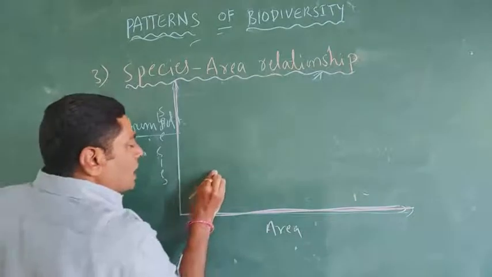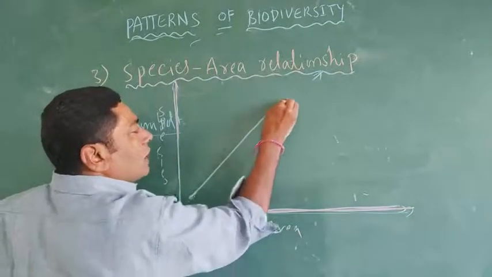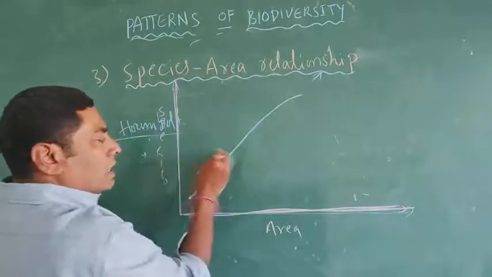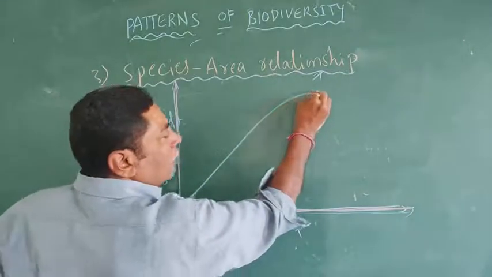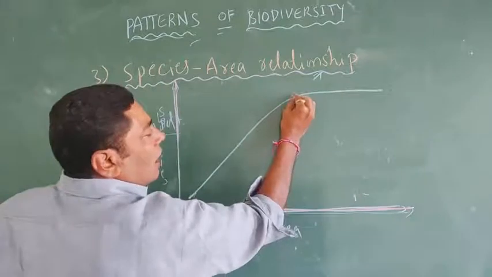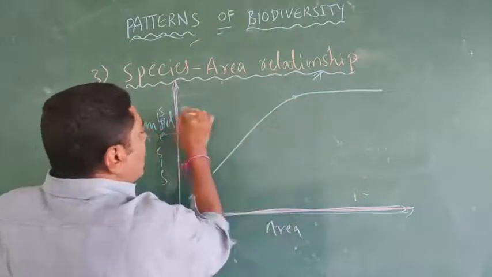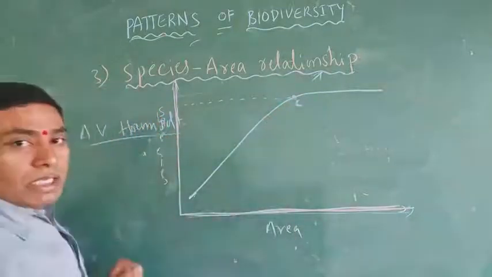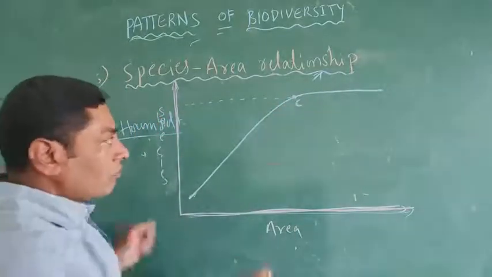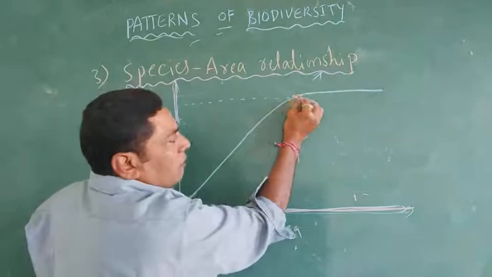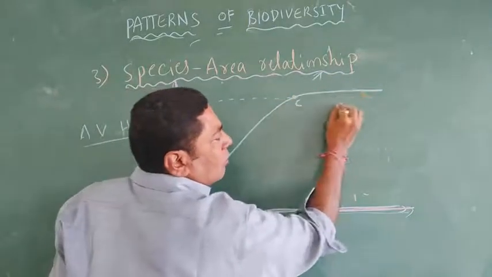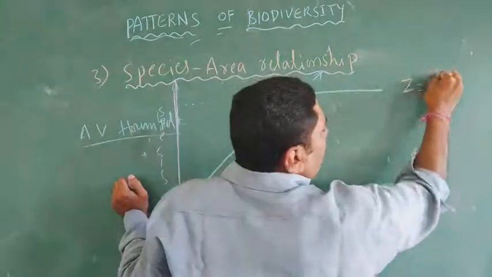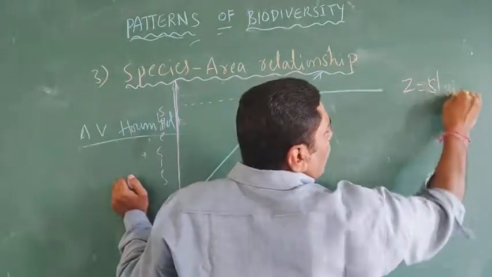when the area increases, the species richness also increases, but only up to a limit level or the maximum level. So it is the intercept. So it is C. C means y-intercept. After the maximum level, the slope is 0. It means the z value is equal to 0. So z is equal to slope.